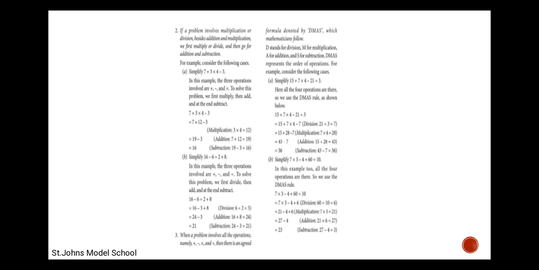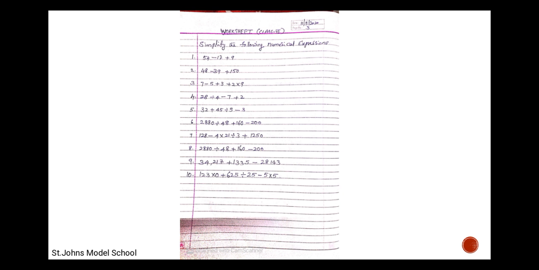So many examples are solved here. Just go through the examples. After that we have the worksheet. In the worksheet I have given 10 questions. First question, 54 minus 17 plus 9. In this you will do first 54 plus 9. Then subtract 17 from that result.